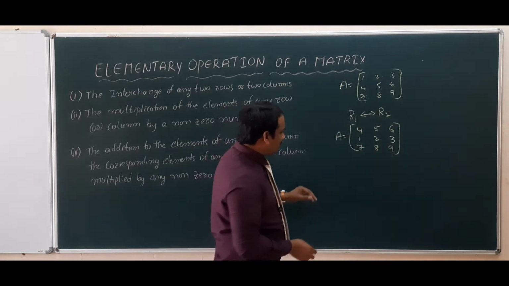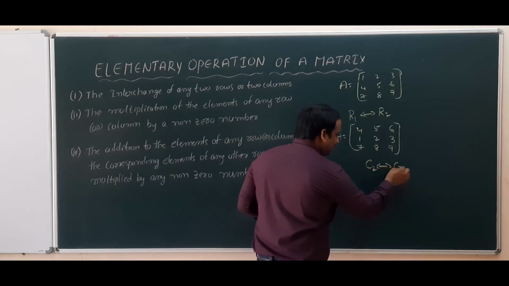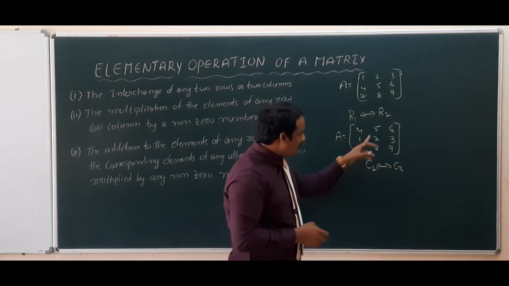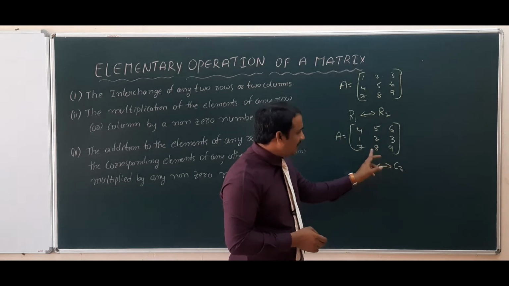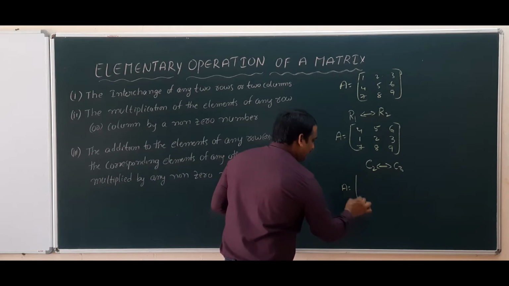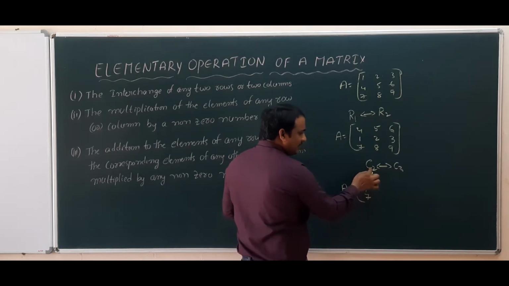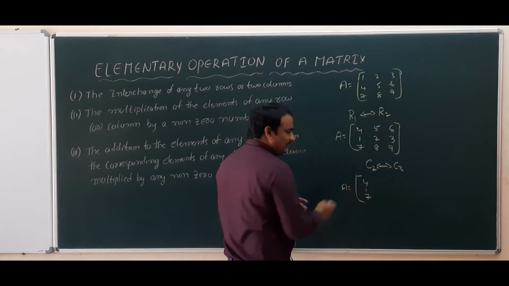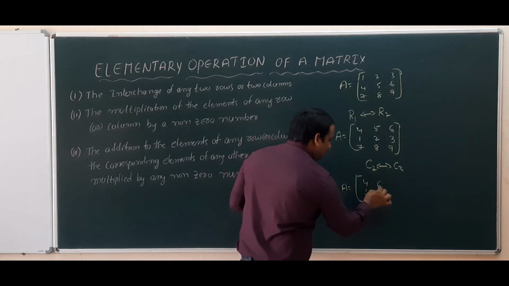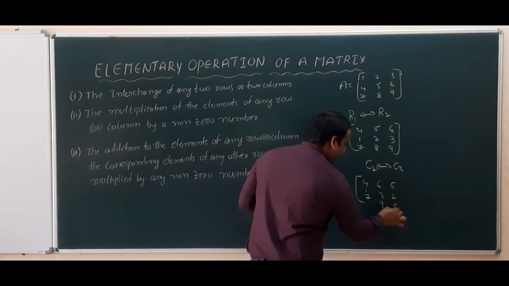Now we can see one more example, with columns. Here C2 double implies C3. That means you can interchange column 2 and column 3. Now A equals 4, 1, 7. I wrote the condition C2 double implies C3, so both columns C2 and C3 are interchanged: 6, 3, 9, next 5, 2, 8.